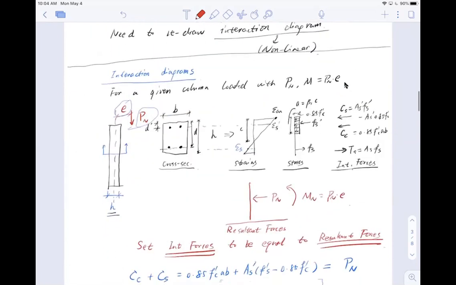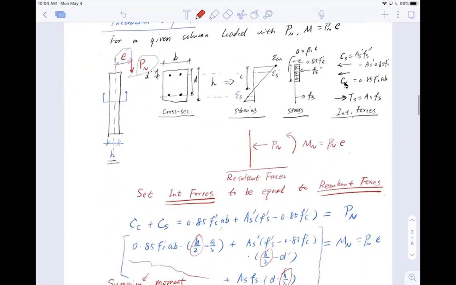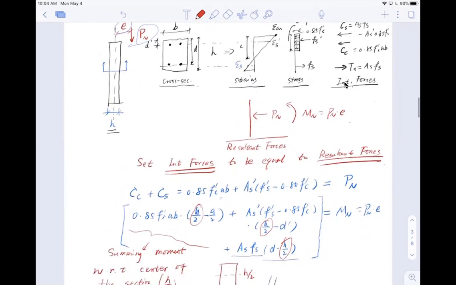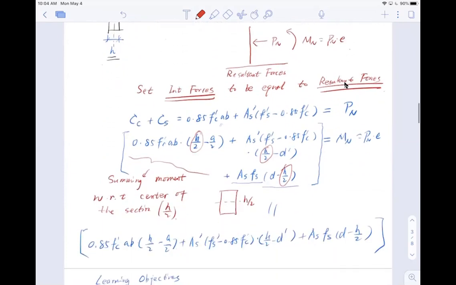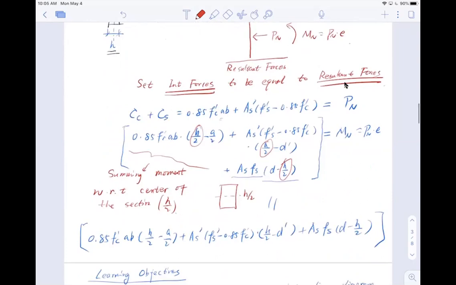So the real interaction diagram for the column has to take into account the nonlinear response of the concrete itself. So we have to consider the concrete stress response and recompute.